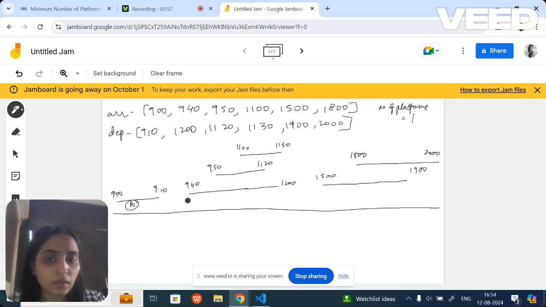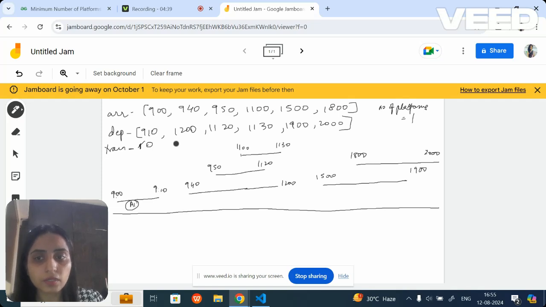Let's go to the next one. Another train comes at 9:40 and leaves at 12. Now on platform A1, the train has already left, correct? So currently there is no train. Let me also take the count of trains. One train is there. At 9 o'clock it comes, at 9:10 it goes off. That means now there is no train.